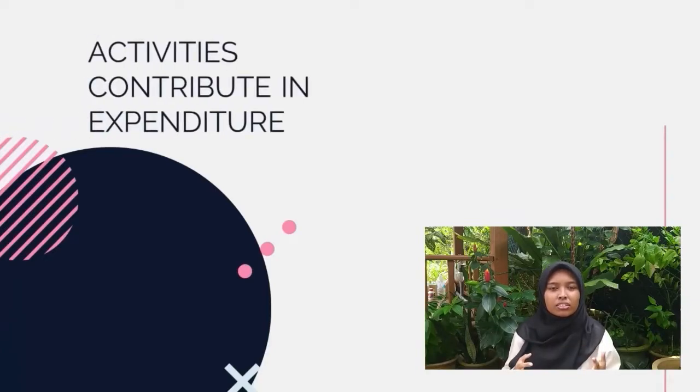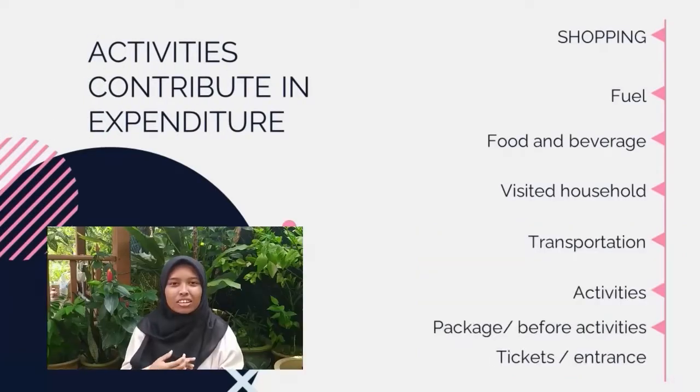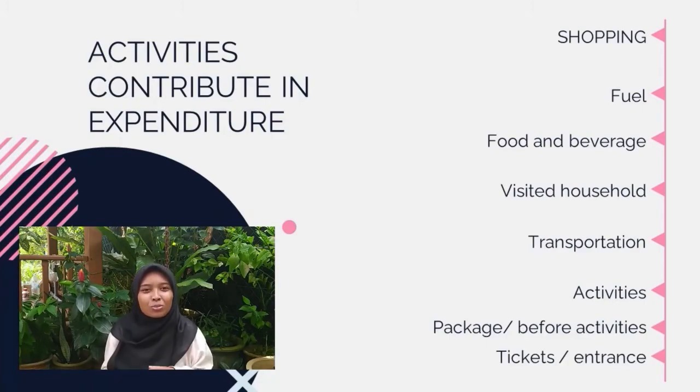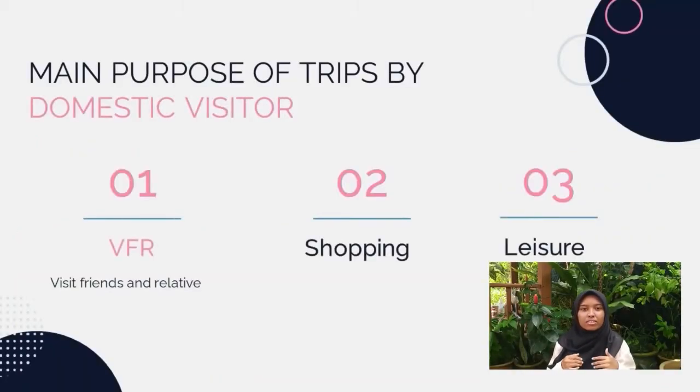For activities that contribute to the expenditure, we can look at such things as shopping, food, visiting the household, transportation, entrance tickets, and the activities that we do. The main purpose of trips by domestic visitors is mostly VFR, which is visiting friends and relatives.